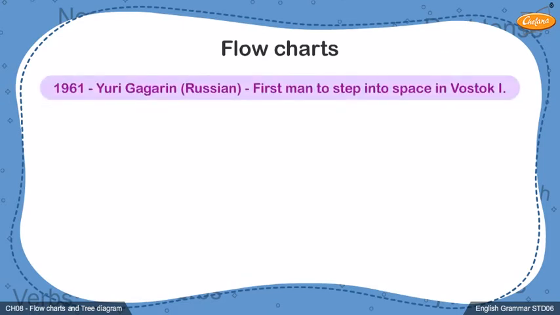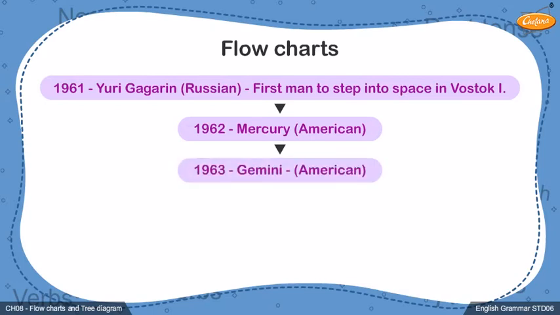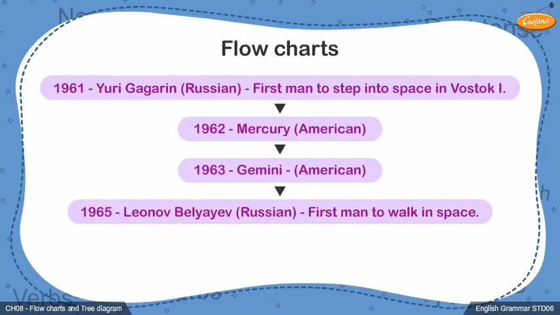1961, Yuri Gagarin, Russian, first man to step into space in Vostok 1. Next, we write down the American space shuttles sent in 1962 and 1963 in two separate points. 1962, Mercury, American. 1963, Gemini, American. We then write a point mentioning Leonov Belyayev, who was the first man to walk in space in 1965. 1965, Leonov Belyayev, Russian, first man to walk in space.